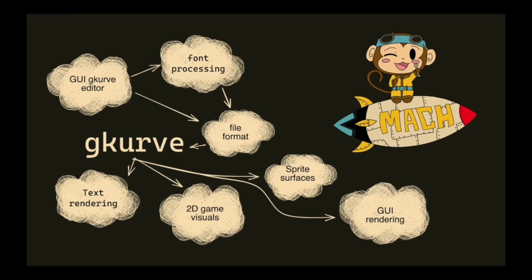And then you can take that and handle text rendering. You could use this for 2D game visuals, for 2D character animation, all that sort of stuff. You could use this for rendering sprites, like I mentioned earlier, and also GUI rendering, which is the thing that we're obviously focusing on the most right now, is just trying to get GUI and text so that we can actually build some tools.